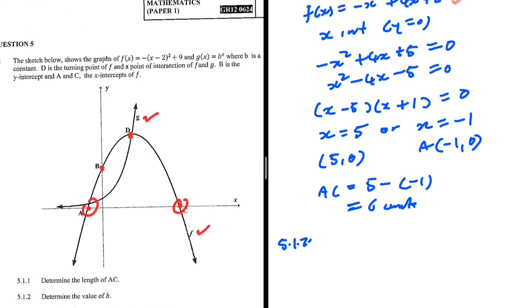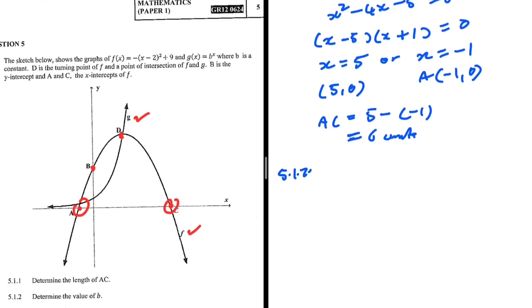What about 5.1.2? Determine the value of b. B is on g of x. We know that g of x equals b to the power x. Well, we know that the two functions g of x and f touch at D. So if we can determine the coordinates of D, then we can substitute those coordinates of D into g of x and find the value of b. Let me show you how.